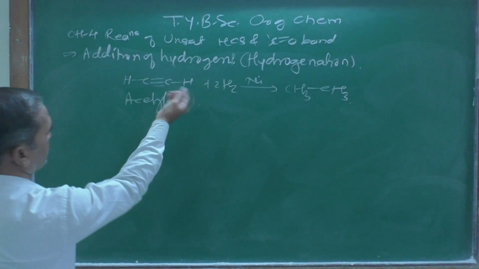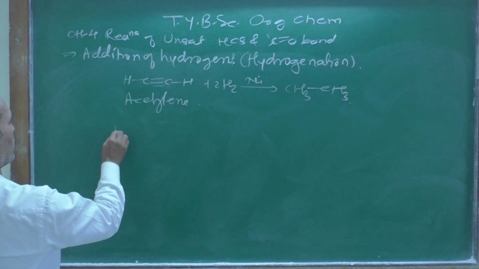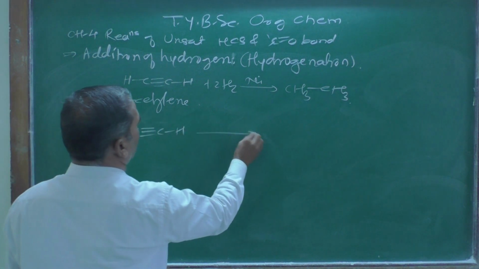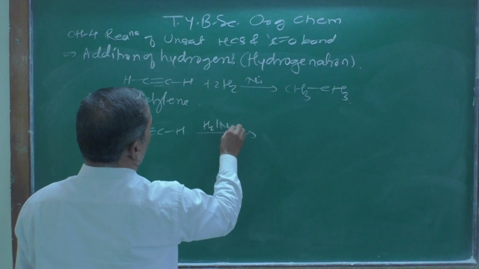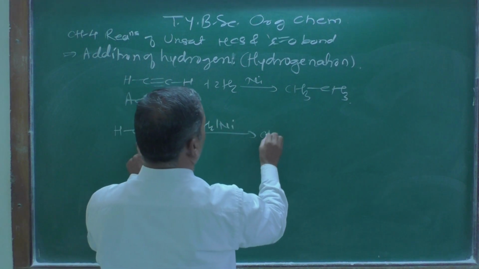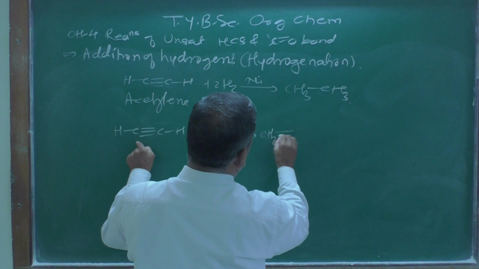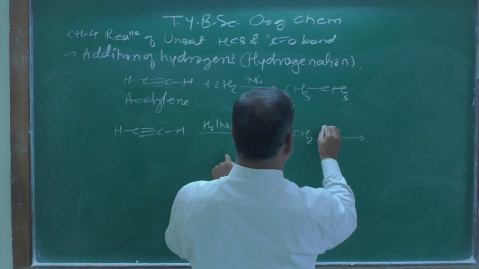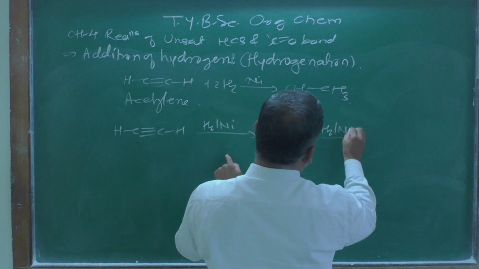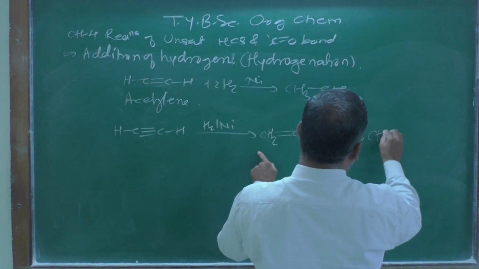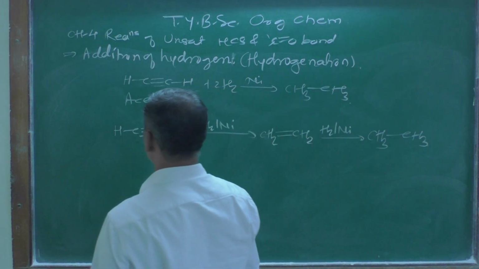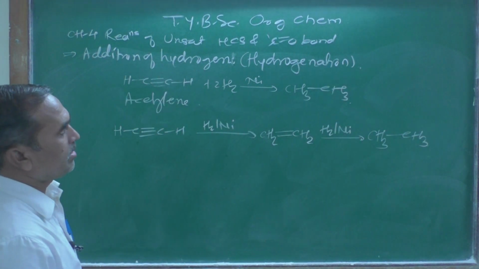Stepwise, HC triple bond CH with first one H2 in presence of nickel gives CH2 double bond CH2. Another one is again treated with H2 in presence of nickel. Further you get CH3 CH3. There is a formation of alkane, right?